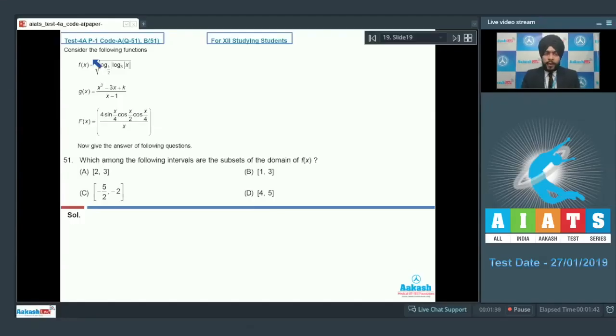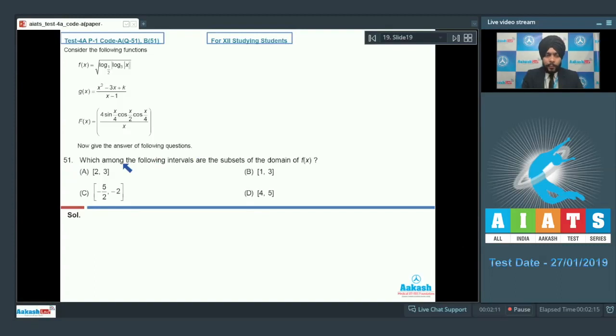Okay, so moving on to the paragraph section. The first paragraph is based on question numbers 51, 52 and 53. It says: consider the following functions. f(x) is root under log to the base half of mod of log to the base 3 of mod x. g(x) is (x square minus 3x plus k) whole divided by x minus 1. Capital F(x) is 4 sine of x by 4 cos of x by 2 cos of x by 4 whole divided by x. Now give the answer of the following questions.